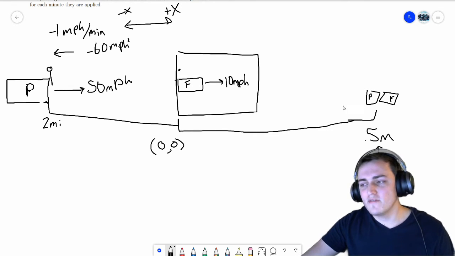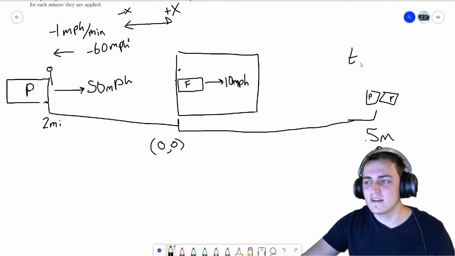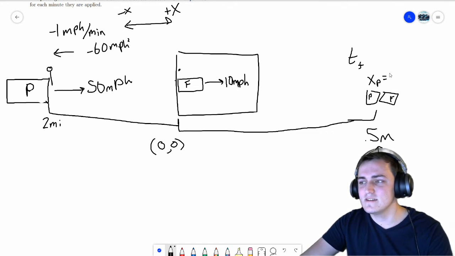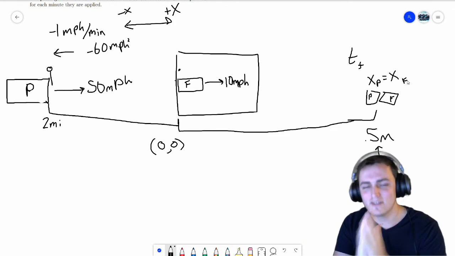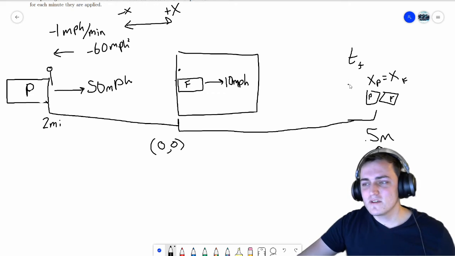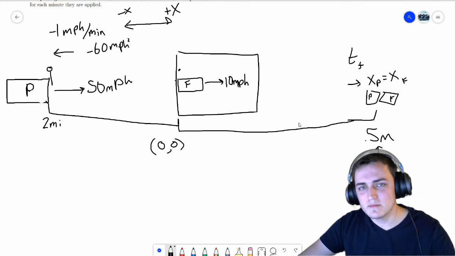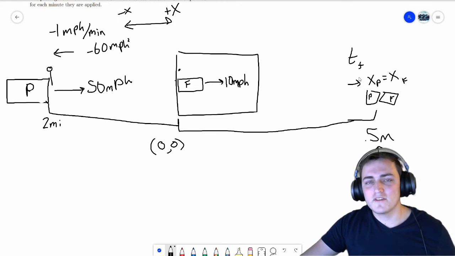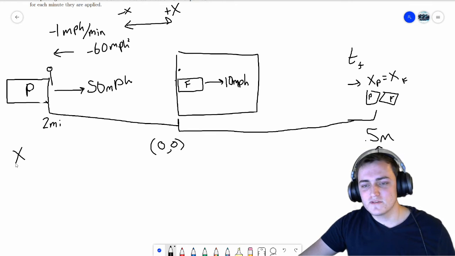So if we can't use 0.5, what else can we figure out from this t final kind of condition? At the final instant, they crashed. That means that the position of the passenger train is equal to the position of the freight train. They're in the same spot. They're on top of each other. So we can draw this relationship between the passenger train and the freight train.